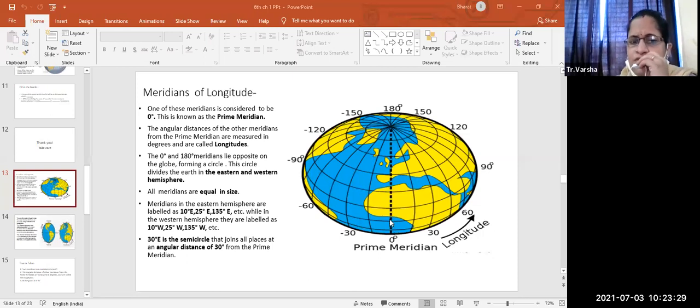Now the 0 degree and 180 degree meridians lie opposite on the globe. If you can see in the picture, the same 0 degree, and opposite of that you can see the 180 degree meridian which lies opposite of this. Okay, both make a circle, 0 degree and 180 degree.